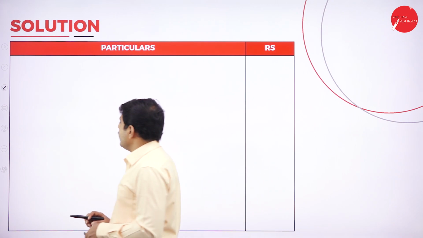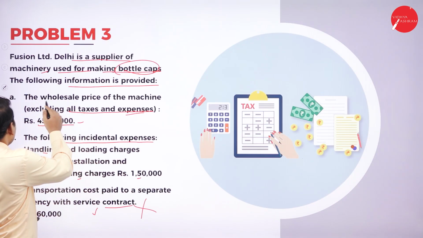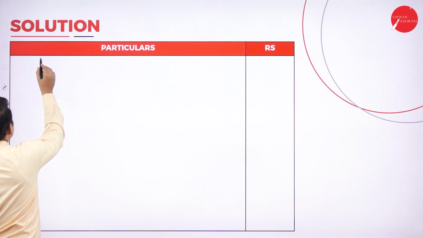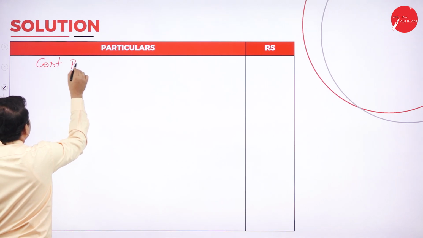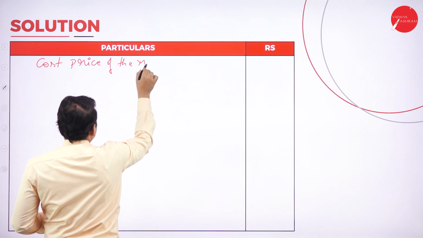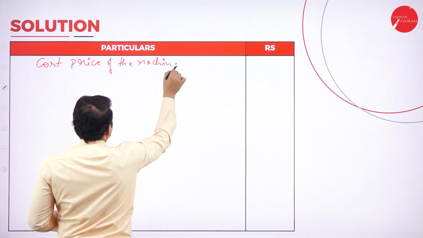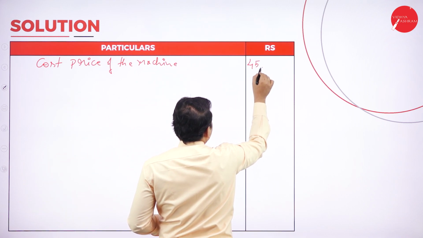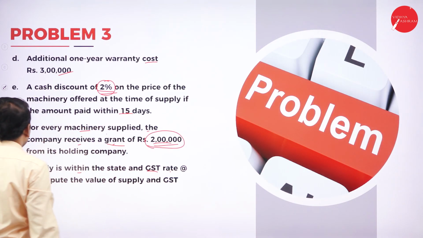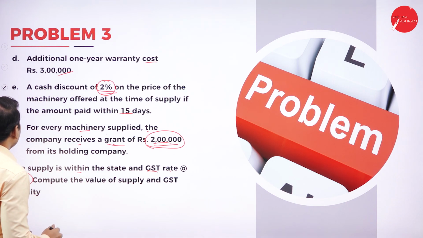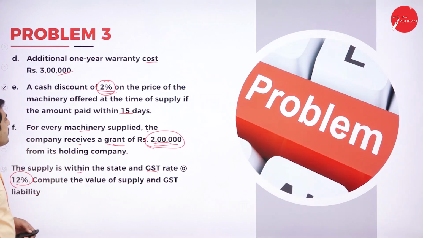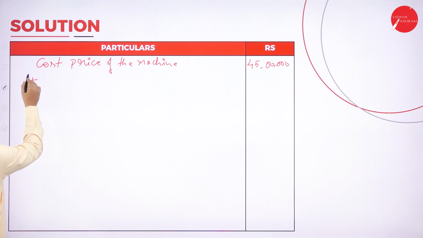Let's do the problem. First point, the cost price of the machine is 45 lakh. Next one, add the following items. What are those? First one, here we have 50,000.